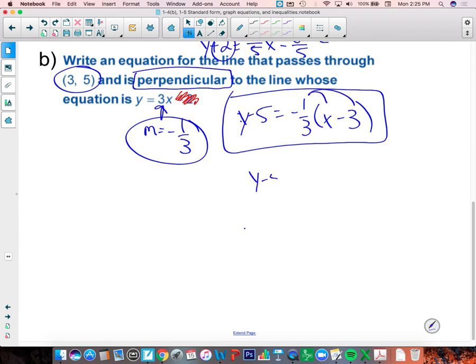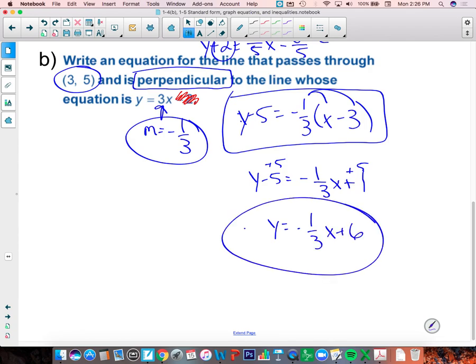So it's y minus 5 equals -1/3 x plus 1. 1/3 times 3 is a 1. And then we add 5. We get y equals -1/3 x plus 6. Then you're done. That's slope intercept form.